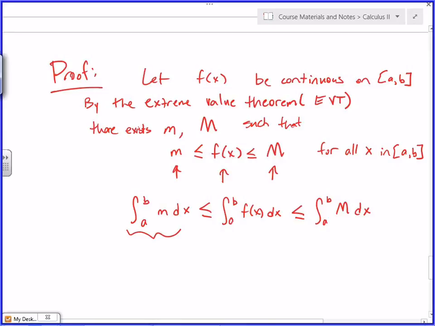The two on the outside are easy to integrate. They're just constants. So that's little m x on the left and capital M x on the right. And then when I plug in the limits b and a and subtract, what I end up with is little m times (b minus a) is less than or equal to the integral from a to b of f of x dx, which is less than or equal to capital M times the length of the interval. Right, because it'd be m x with b and a plugged in: m b minus m a gives you m times (b minus a).